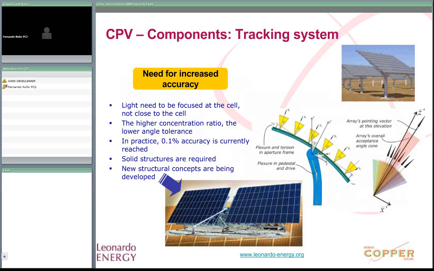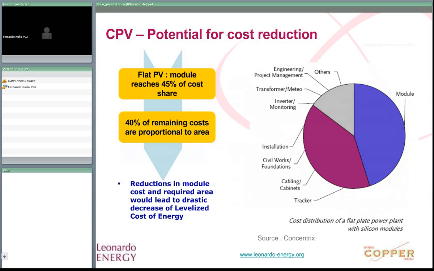What's the potential for cost reduction in CPV? If we see the graph on the right, the module for flat PV technology accounts for 45% of cost. And then 40% of the remaining costs are proportional to area. So reduction in module cost and required area would lead to a drastic decrease of the levelized cost of energy.